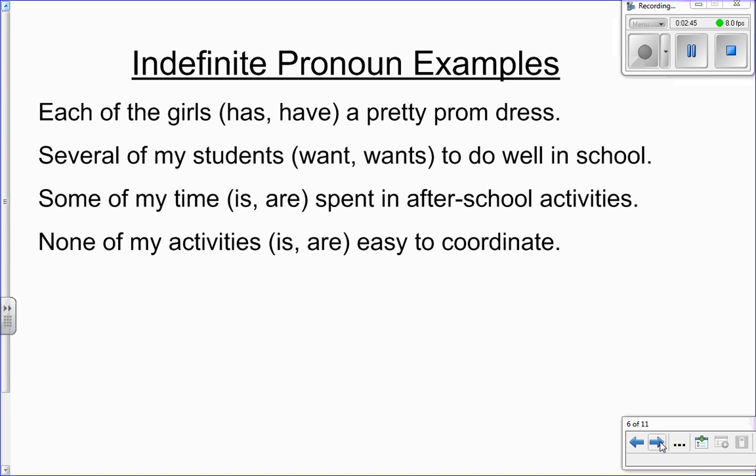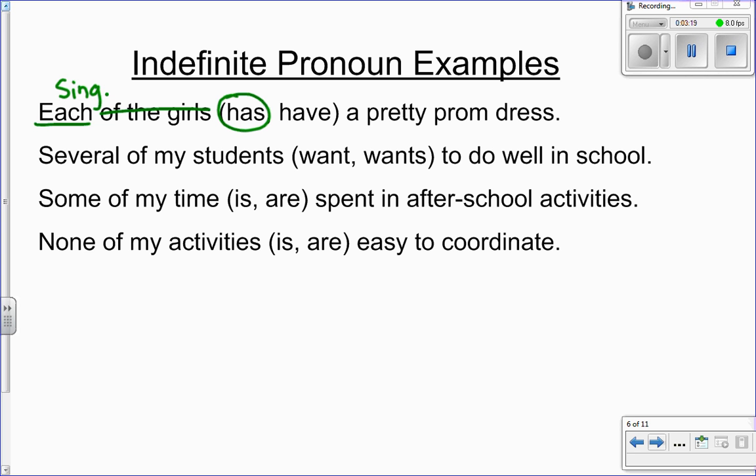Now let's take a look at some indefinite pronoun examples. In the first sentence, each of the girls have a pretty prom dress. I'm going to cross off the prep phrase of the girls, which means each is my subject. Now if I say each, that really is saying each one, and it is singular. If you review your list of indefinite pronouns that are singular, each is on there. So when I say each, I need to choose a singular verb. Has ends in S, it is singular. This is a situation where it might not sound right to you, but it is correct to say each of the girls has a pretty prom dress.